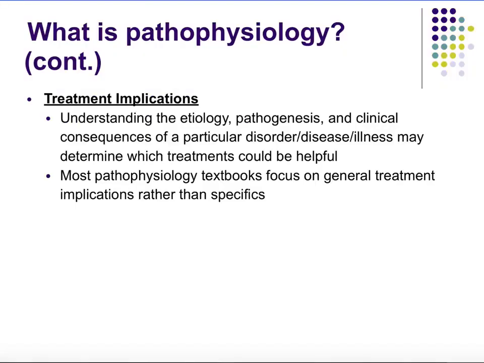So let's move on to treatment implications. So understanding the etiology, the cause, the pathogenesis, the course of development, and clinical consequences of a particular disease may determine which treatment could be most helpful. So it's important to understand what caused the disease and how it developed to try to figure out the best course of treatment.